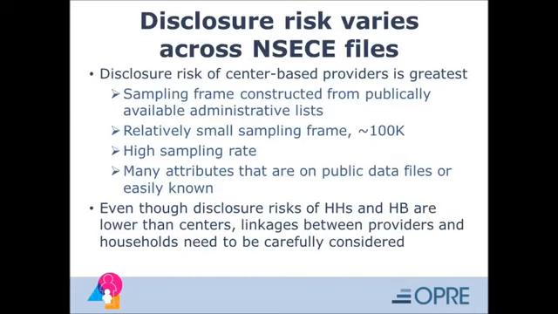The disclosure risk varies across the NSECE files, and Rupa alluded to this. The disclosure risk of the center-based provider file is the greatest. And this is the greatest because the sampling frame is constructed from publicly available administrative lists, and there is a high sampling rate, meaning that there's a relatively small sampling frame, and we sample about 8 out of 100 centers in those publicly available lists. And many attributes of these center-based providers are available in public use data files, such as, for instance, whether they receive any revenue from public funding.